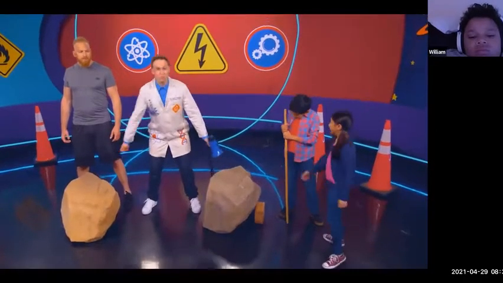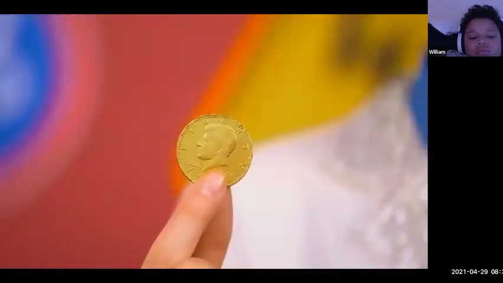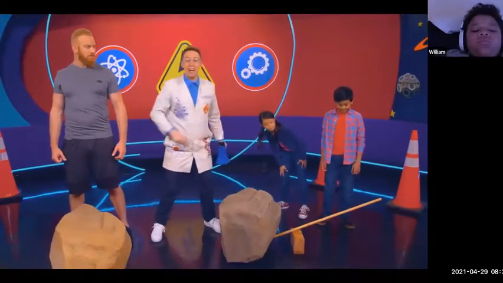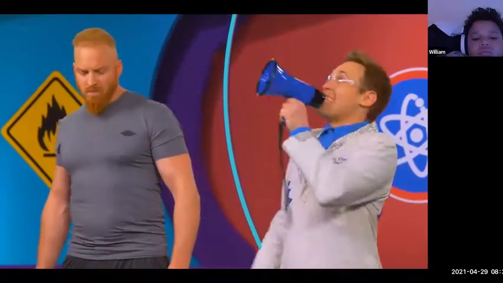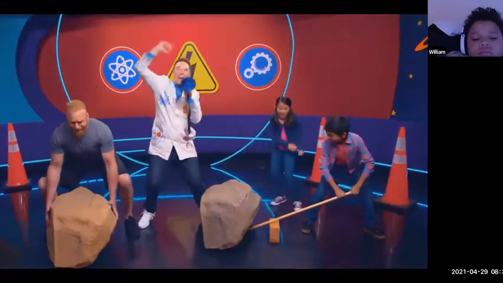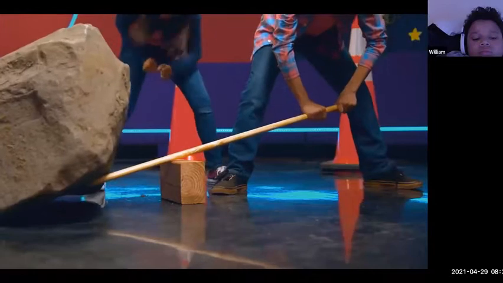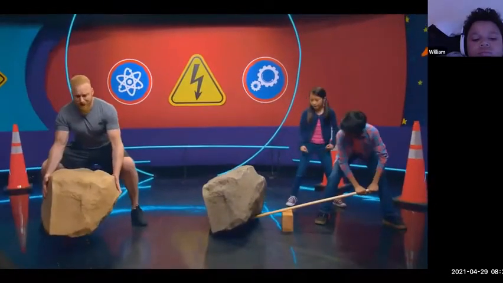Under each of these rocks is a coin. The first one to get their coin wins. Elijah, you will apply force using this lever. Mr. Muscles, you will just lift with your hands. I got this. Not this time. 3, 2, 1. Mama, you got this. Lift that rock. Get that boy. Get it. Mom, you got this.